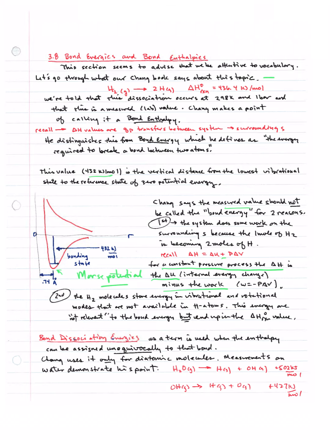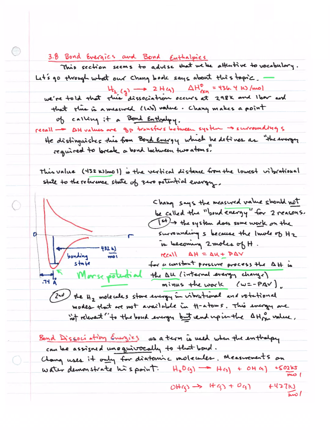That's the vertical distance from the lowest vibrational state of a hydrogen molecule, I don't have that written there, to the reference state of zero potential energy. In other words, when the molecule is bound and you want to break it apart so that the atoms are completely separated from each other, it requires 432 kilojoules. Chang says the measured value, the 436.4, should not be called the bond energy for 2 reasons.